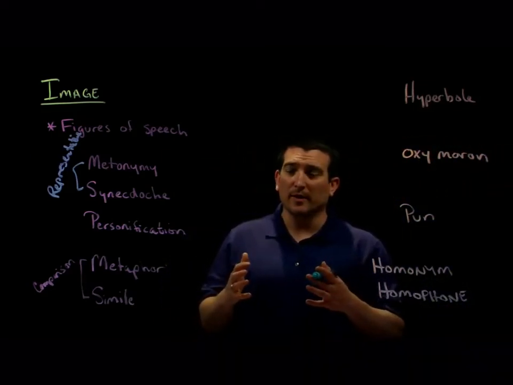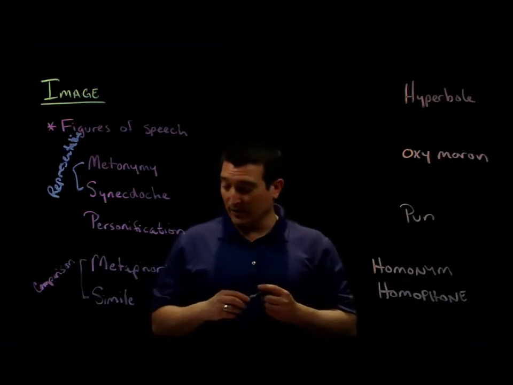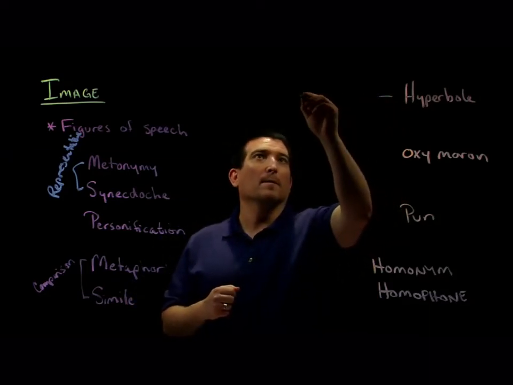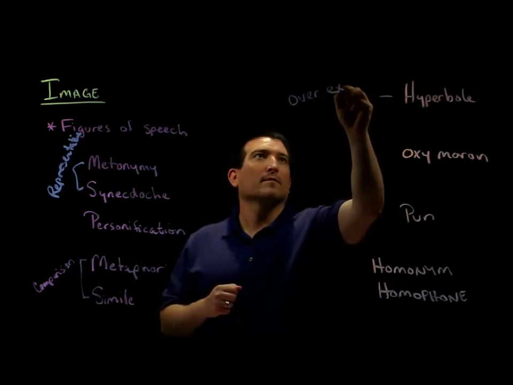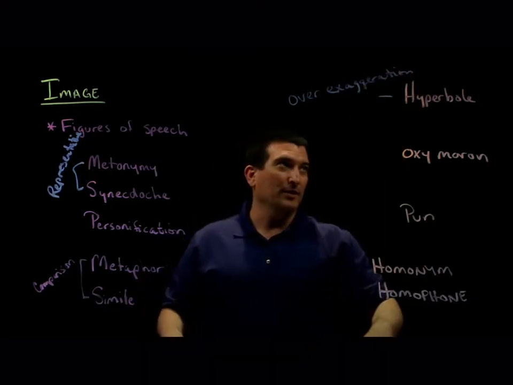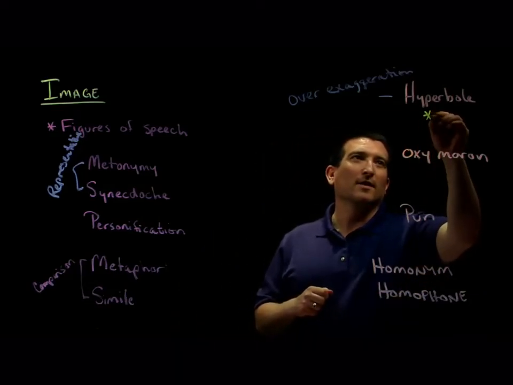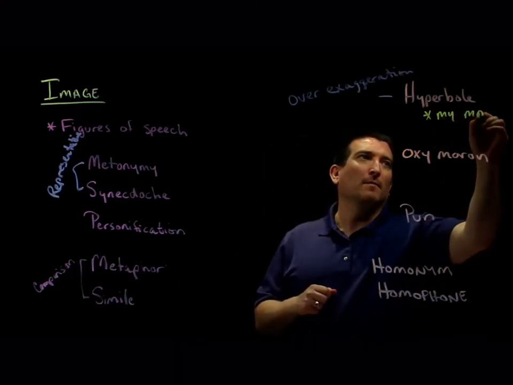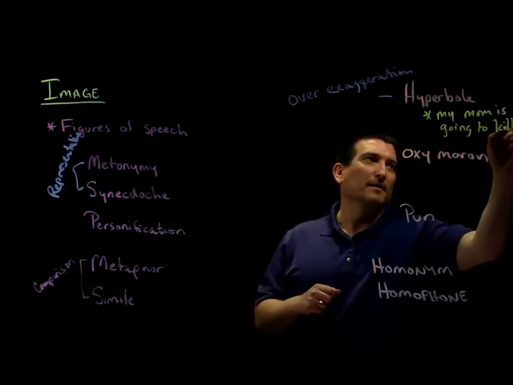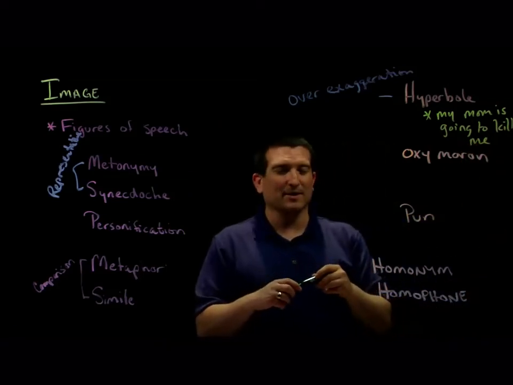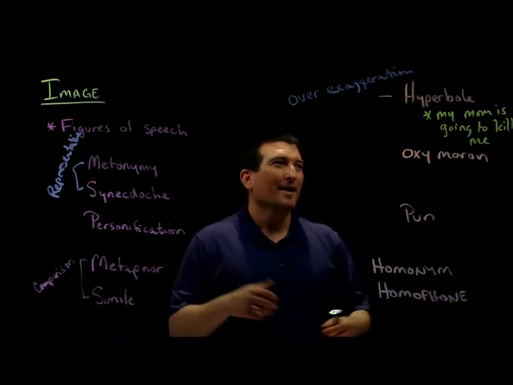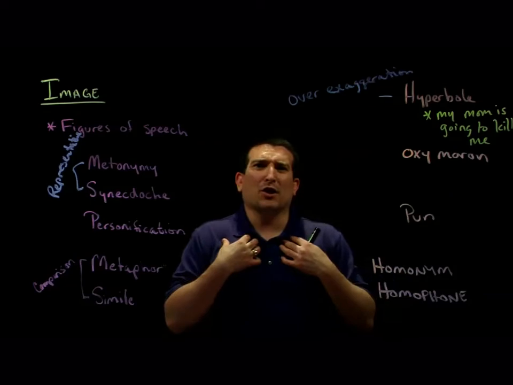All right, so picking up where we left off, we're going to pick up with hyperbole to start out with. Hyperbole deals largely with over-exaggeration. Okay. An example of over-exaggeration that you might have in hyperbole is, oh my gosh, my mom is going to kill me. Right? That's a classic over-exaggeration that almost every teenager in America has spoken at some point or time. Oh my gosh, I crashed the car, my mom's going to kill me.